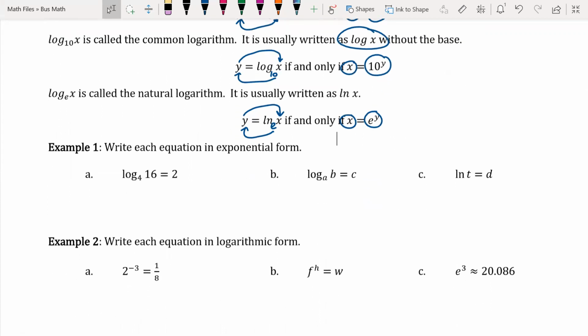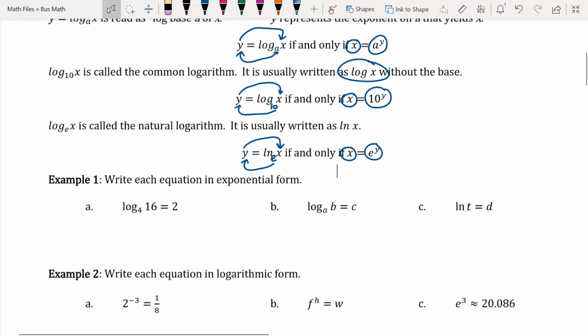So this is why logs are created, to help us understand numbers better and not deal with such large values. Okay, example 1: let's rewrite all of these logs as exponential equations. We're just going to do the conversions here.